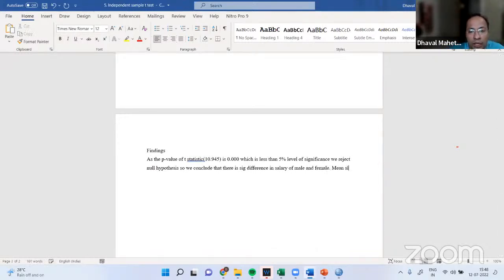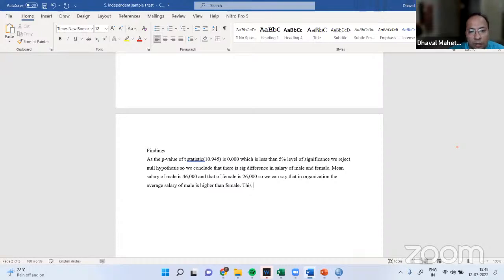Mean salary of male is $46,000 and that of female is $26,000. So we can say that in organization, the average salary of male is higher than female.